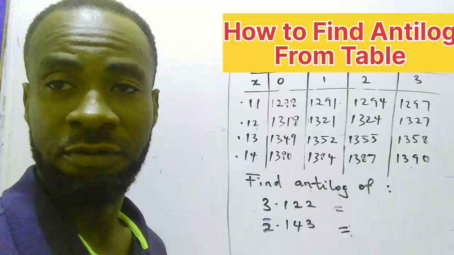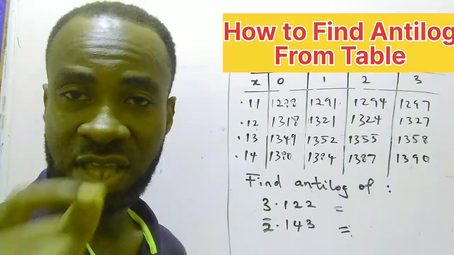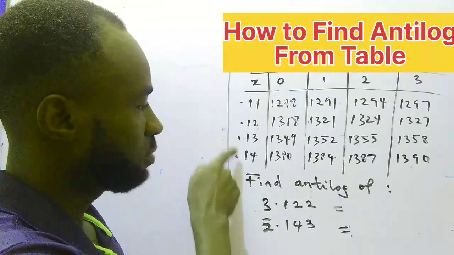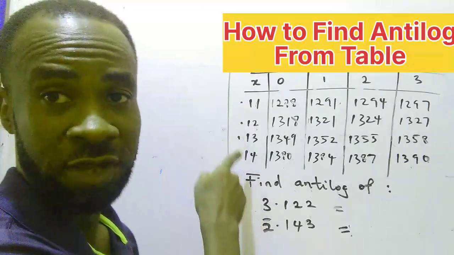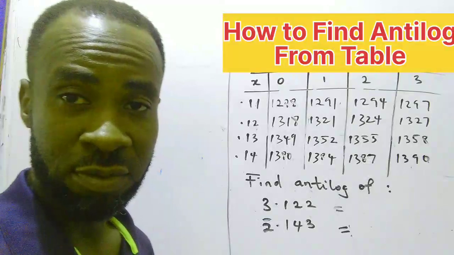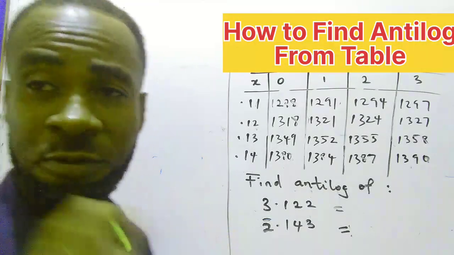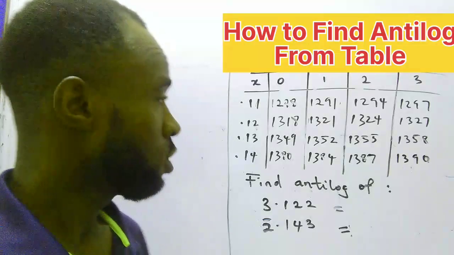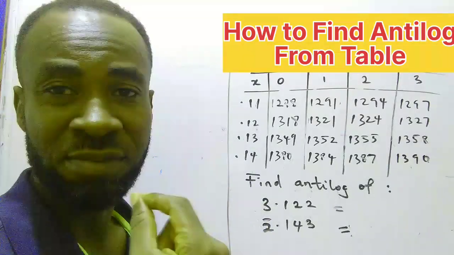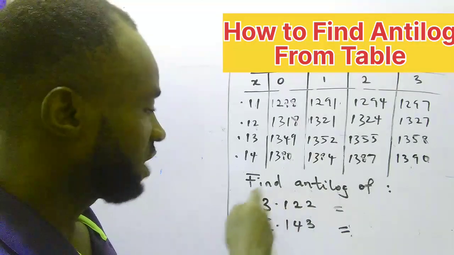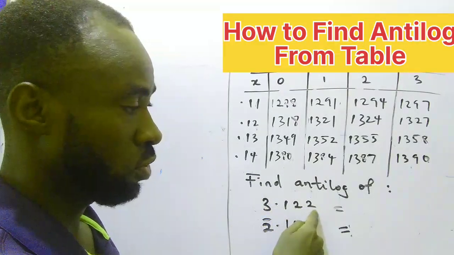First of all, the difference between the antilog table and the logarithm table is that the antilog table always has a point in front of the numbers. So that's how you know the antilog table. Secondly, to find the antilog of any number, you always start from the decimal point. After the decimal point, like now we want the antilog of 3.122.